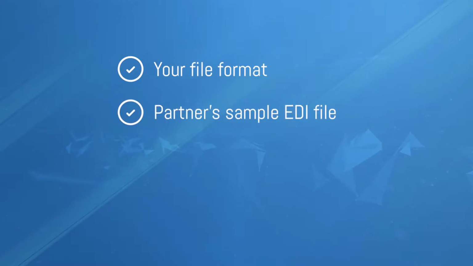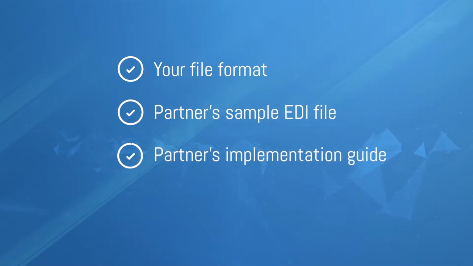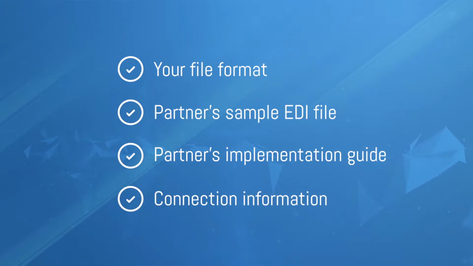As you get started, here's what you'll want to have on hand. First, you'll need to know your company's file format for this transaction, like XML, CSV, or X12. Next, you'll need your partner's sample EDI documents and their EDI implementation guide or spec docs. And finally, you'll need the connection information for you and your partner. This is how you'll exchange documents. For example, you might use AS2, FTP, or even email.